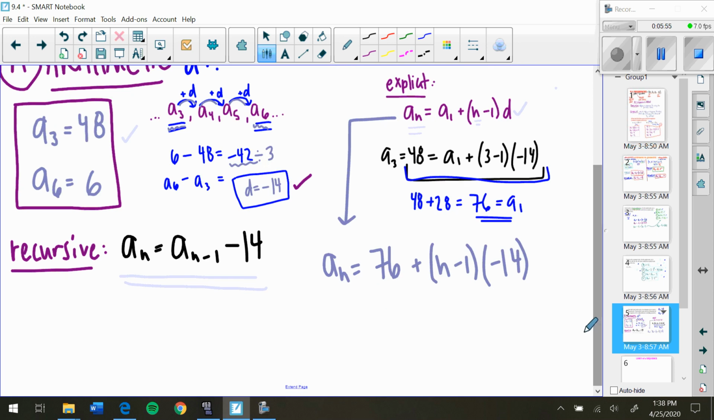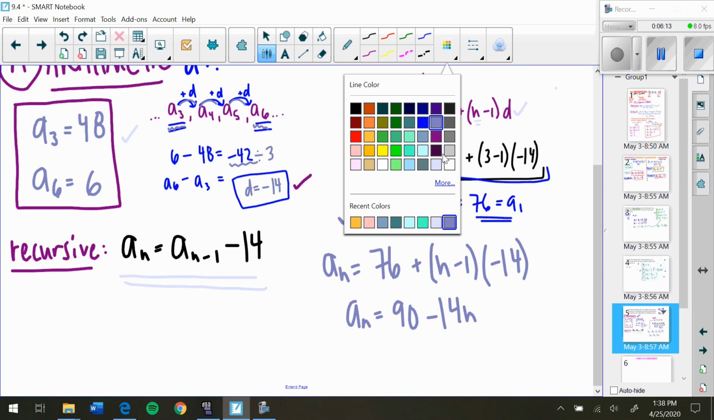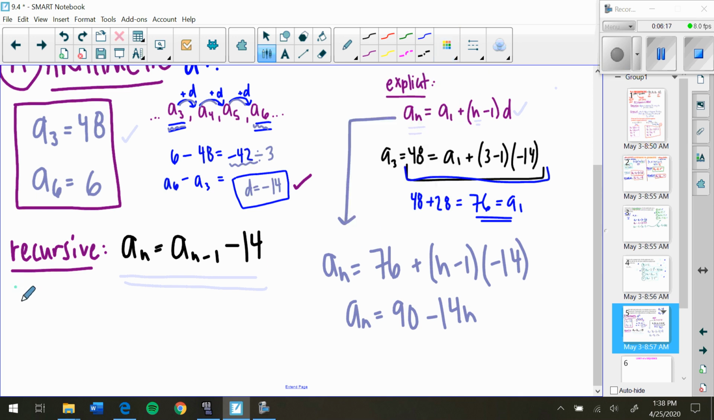And again, we're in Algebra 2 and Pre-Calc. We don't keep things like this. We are much, much smarter. So once we distribute and simplify, we should get a sub n is equal to, pause the video if you want to really quick, just make sure you can do it, 90 minus 14n. So these are our two definitions if this were arithmetic. Here's how we would define this one recursively. Here's how we would define this explicitly.